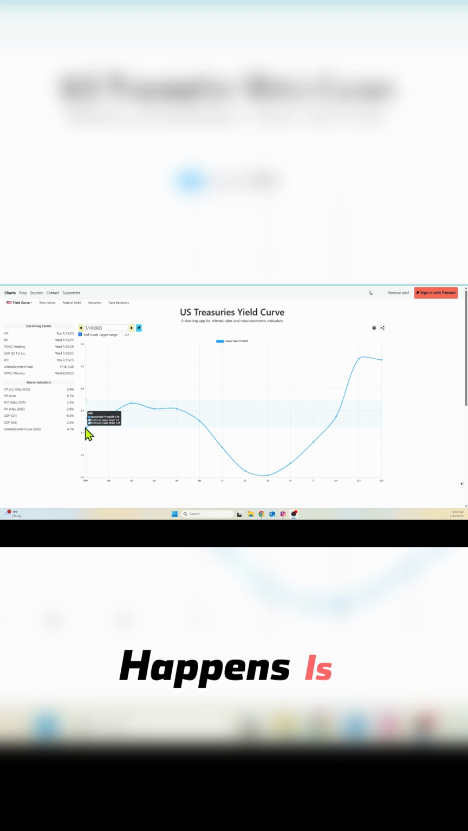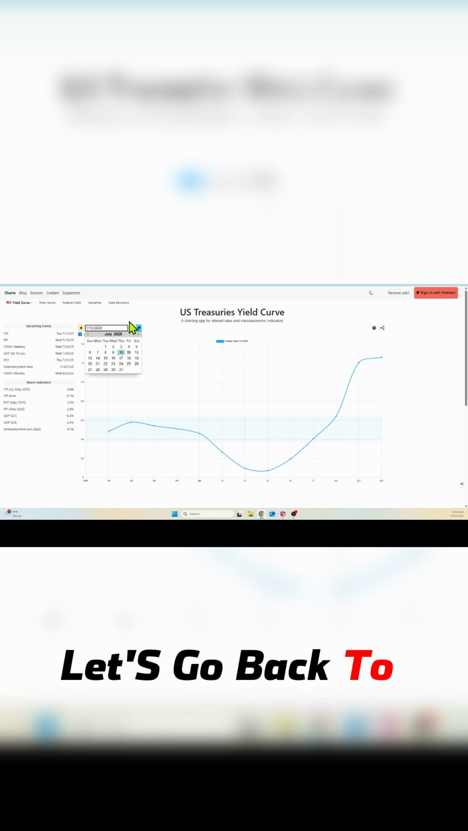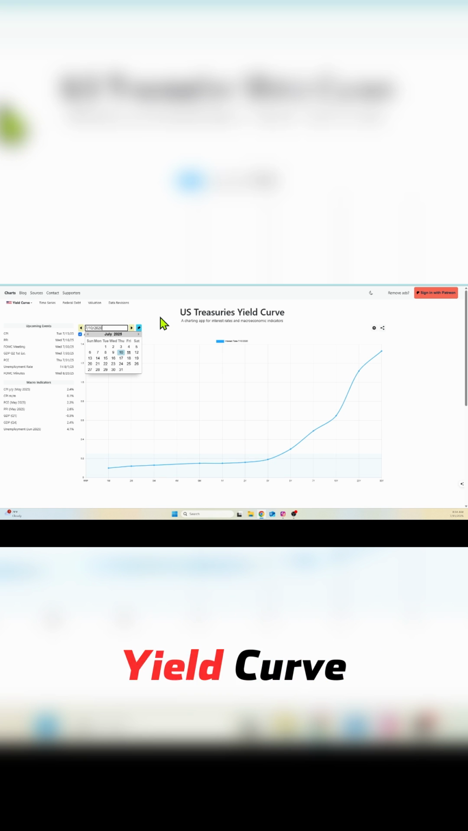So what happens is usually the short end of the stick, right through here, is usually way down here. Well, why isn't it moving? Well, it's because of the Federal Reserve. If you want to see basically a normal yield curve, let's go back to maybe 2020. Let's see what this is, a normal yield curve, folks.